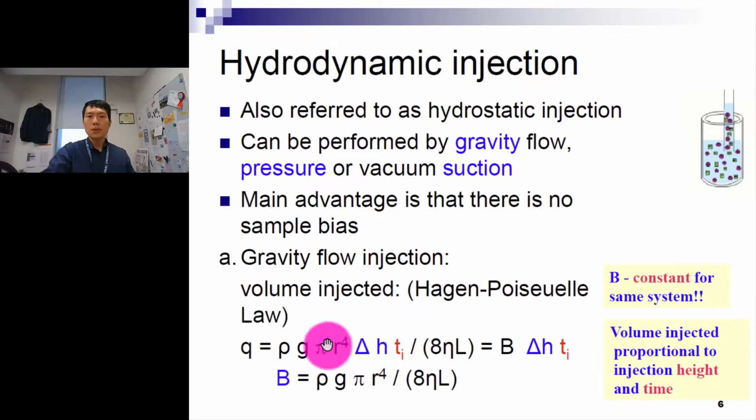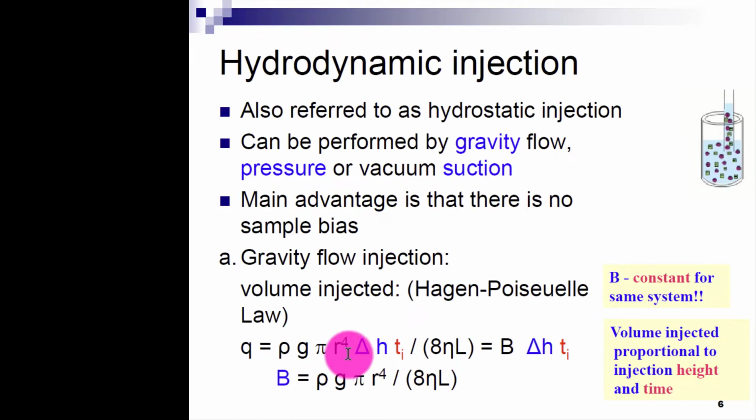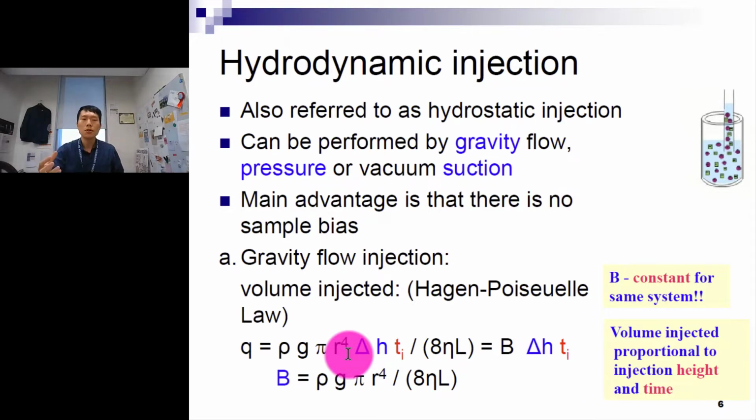Now I would like to introduce this B term here. Look at this equation from the Hagen-Poiseuille law, which just summarizes that. B is this term, rho g pi r to the power 4, over 8 eta L, where r is the radius of the capillary. We subsume it into a B term because B is constant for the same system, meaning the same buffer, capillary, and so on. If you make the volume the subject, you notice that the volume injected is proportional to the injection height and time.